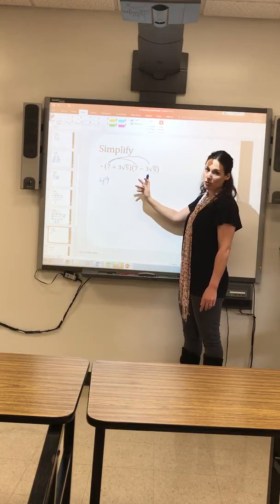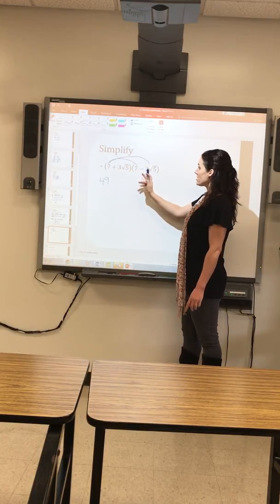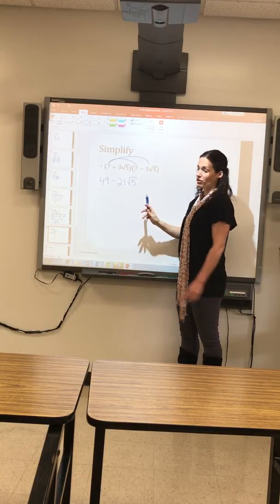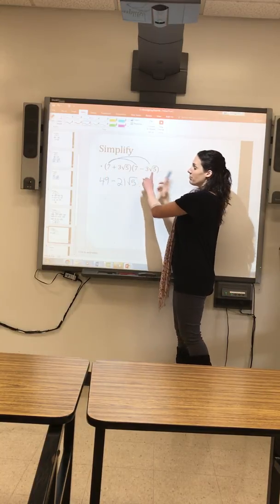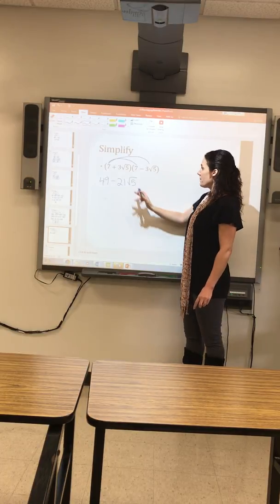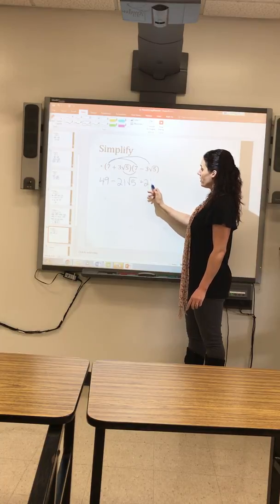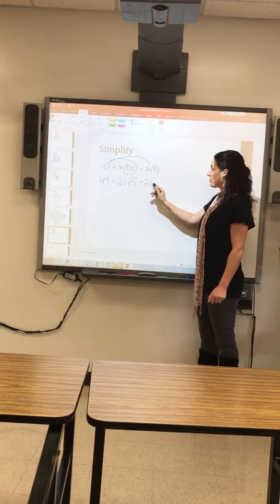7 times minus 3 square root 5. So 7 times minus 3 would give you minus 21. Don't forget the square root 5 that's after it. So the whole number parts get multiplied, but then you have the square root after it. When we multiply these, 3 times 7 is positive 21, but then we have the square root of 5 after that.